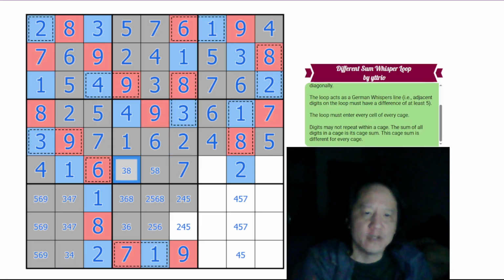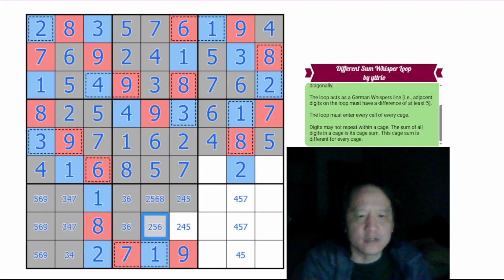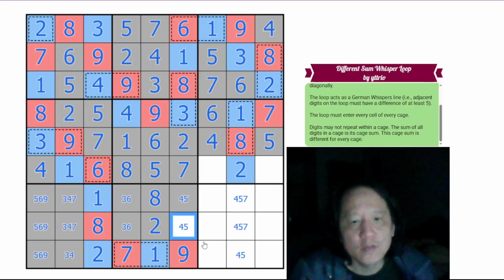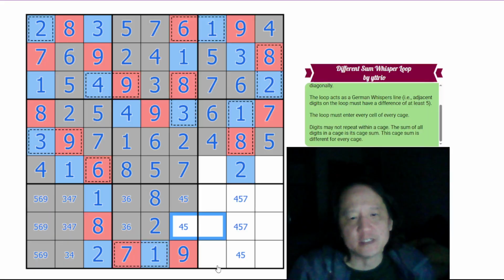3 here eliminates 3 here, so that's 8, which makes this 5. 8 eliminates 8 here. No, this can't be 5 or 6, so this must be 2. This can't be 2, 5, or 6, it's 8. There's no 2 here. This could be 4 if this is 9.